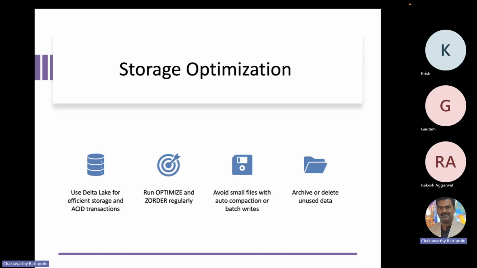From the database storage side, these guys have to run OPTIMIZE and Z-ORDER functions or jobs regularly, so that will help optimize the storage, and also avoid small files with auto compaction. If there are any small files, you should use auto compaction or batch writes. And as we discussed in the beginning, if the organization has data retention, you have to plan for this unused data, either you need to delete or archive. That is about the storage optimization.